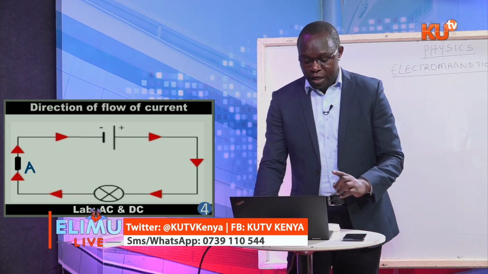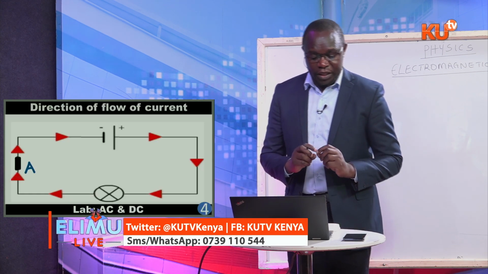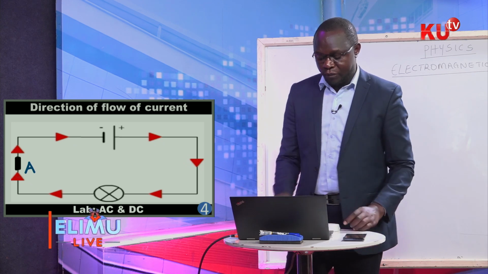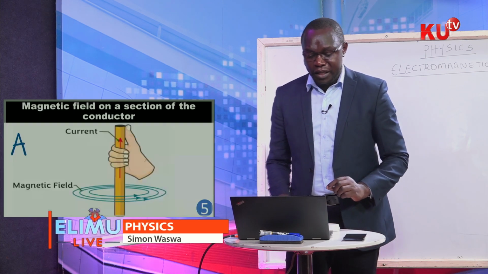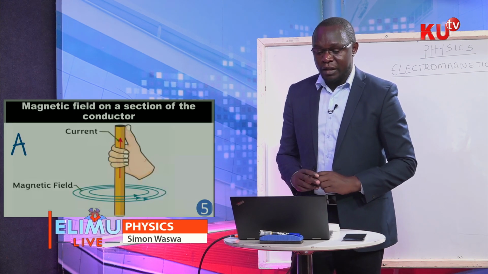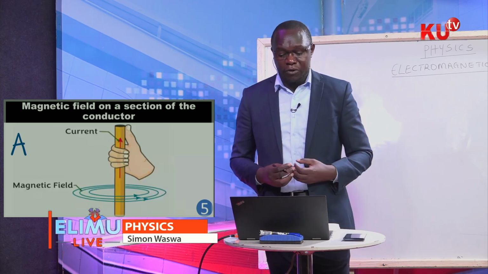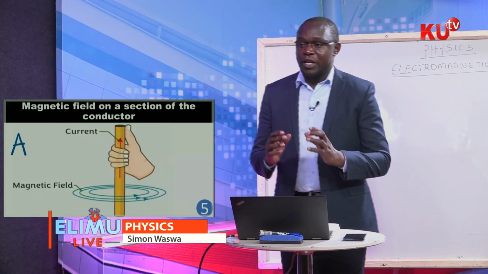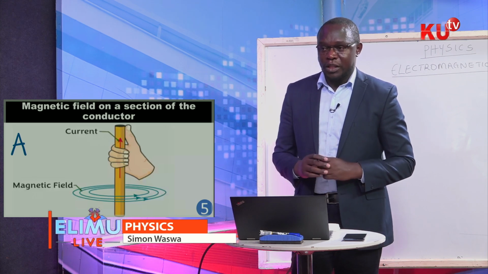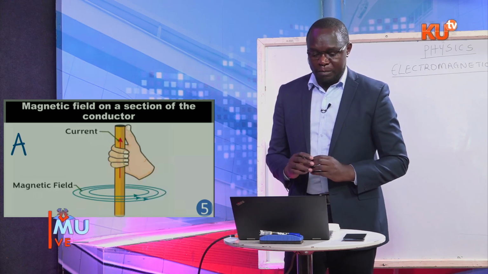Now, here, if I single out the conductor labeled part A, and then I analyze the magnetic field around it, this magnetic field cannot just anyhow be predicted. There is a rule that must be followed. So what is this rule?